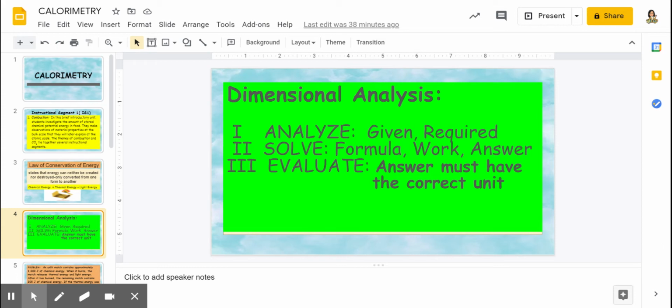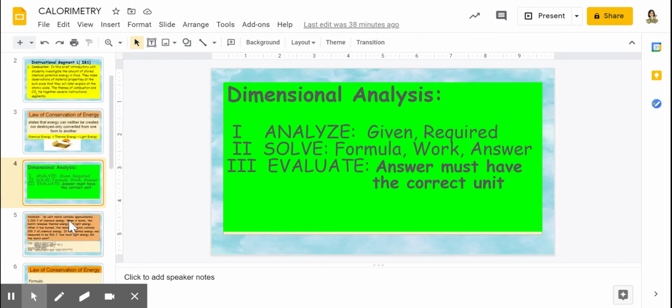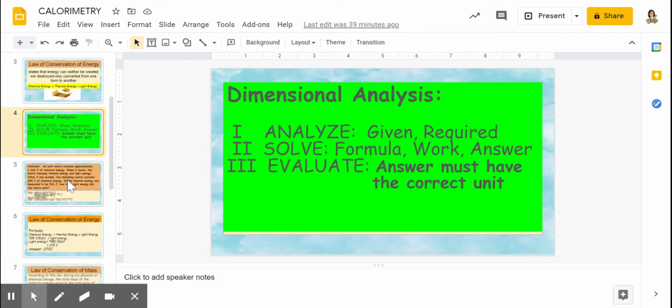Then after that, you have to solve it. If there's a formula, write down the formula. Say, for example, the formula is Q is equal to MC delta T, or Q is equal to M cut. Show the work and then write your answer with the correct unit on it. And then finally, you are to evaluate your answer. Does it make sense? Did you write it in the correct unit, in the correct number of significant digits? So those are the questions that should be asked whenever you're doing dimensional analysis.